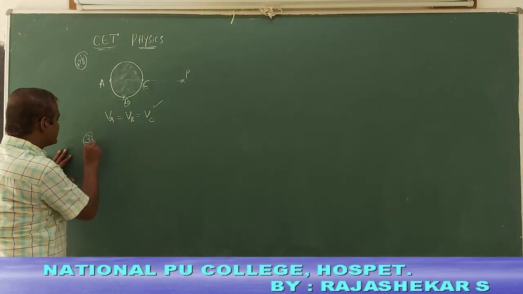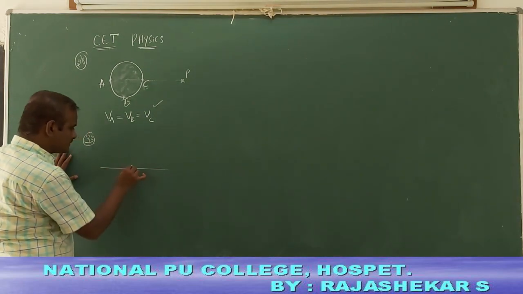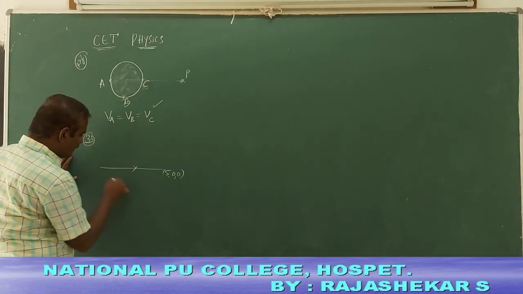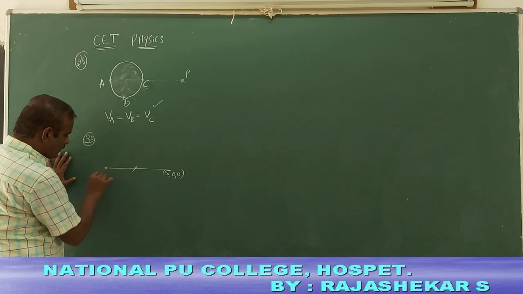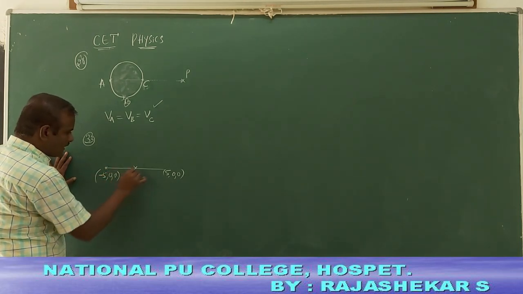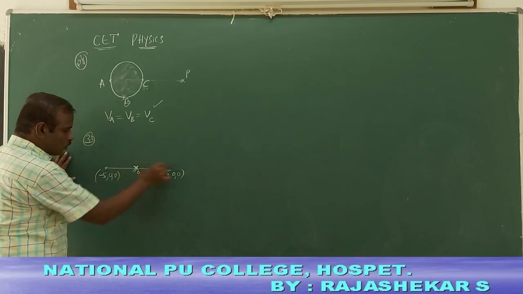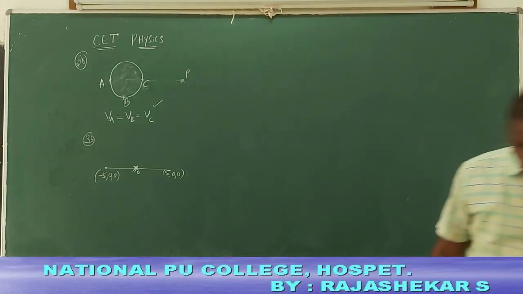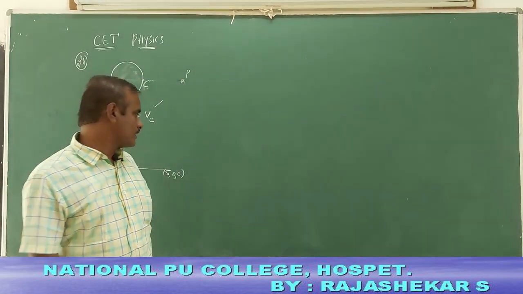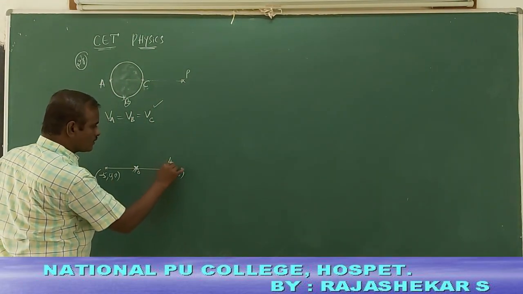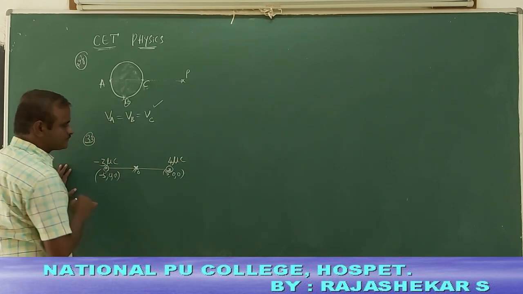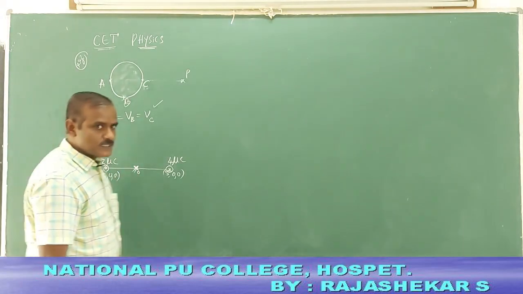Coming to question number 33, there is an arrangement given. 5, 0, 0 and minus 5, 0, 0 given in centimeter. Two charges at these two positions are given, 4 microcoulomb and minus 3 microcoulomb. This is the arrangement given. Now, what is the question?